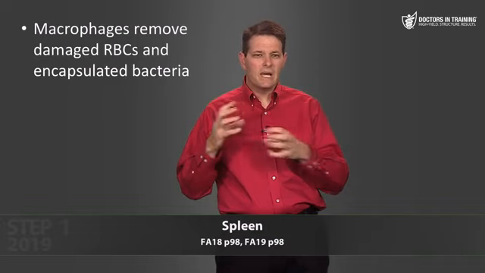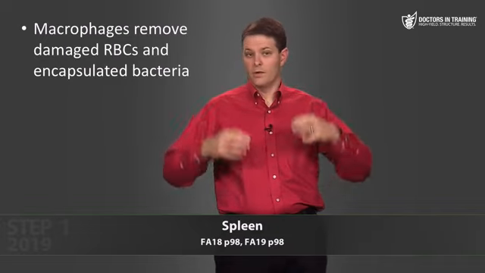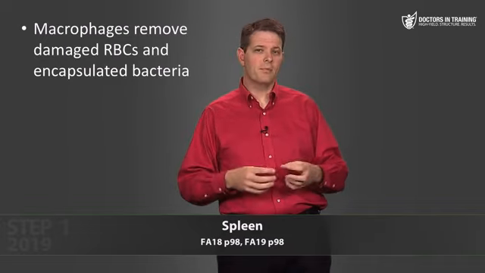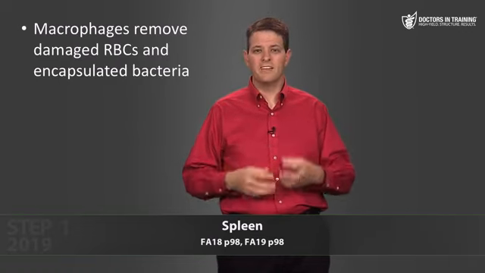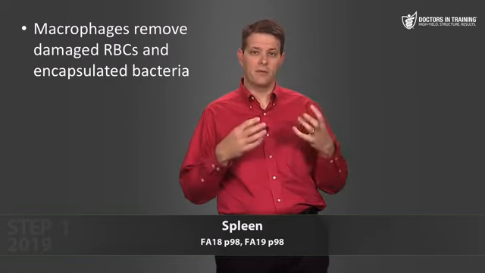There are a couple of important things that happen in the spleen. Macrophages remove damaged red cells and also encapsulated bacteria. The macrophages in the spleen are cleaning up the blood, in a manner of speaking. So if you don't have a spleen, you're going to be more susceptible to encapsulated bacteria, which is why it's extra important to immunize asplenic patients against encapsulated bacteria.